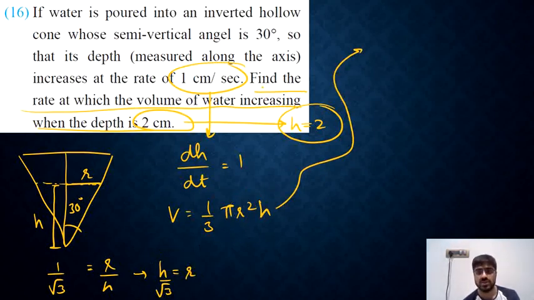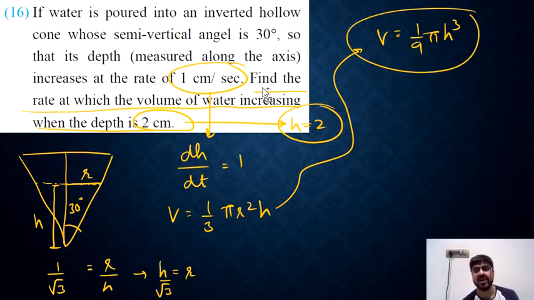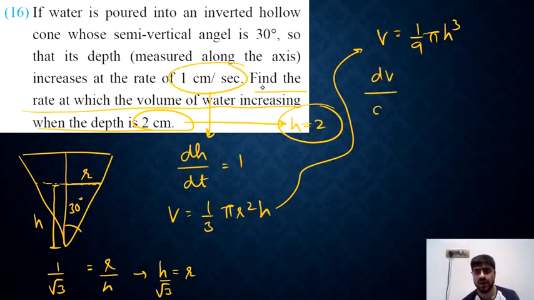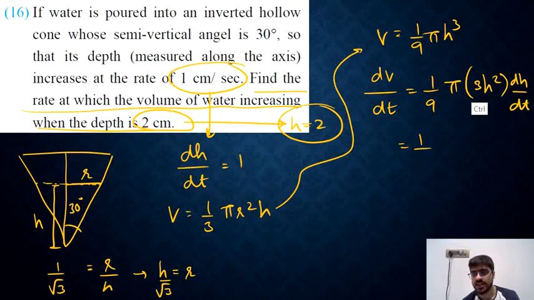So when you do that, the expression for volume becomes 1 upon 3 pi, r square becomes h square upon 3 into h will give you h cube upon 3. That 3 upon 3 will make it 9. So we have 1 upon 9 pi h cube. And now you need dv by dt, right? So take a derivative. So you have dv by dt is equals to 1 upon 9 into pi into 3h square into dh by dt. This is going to become 1 upon 9. Okay, let's cancel off 3 and 9 here. So that's giving us pi by 3 into h square.